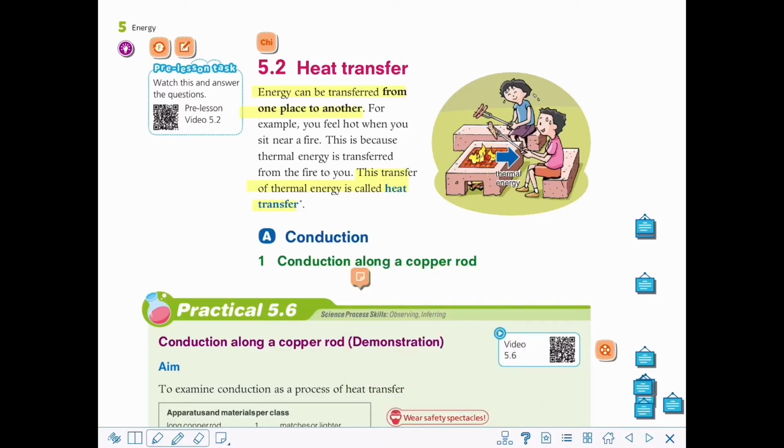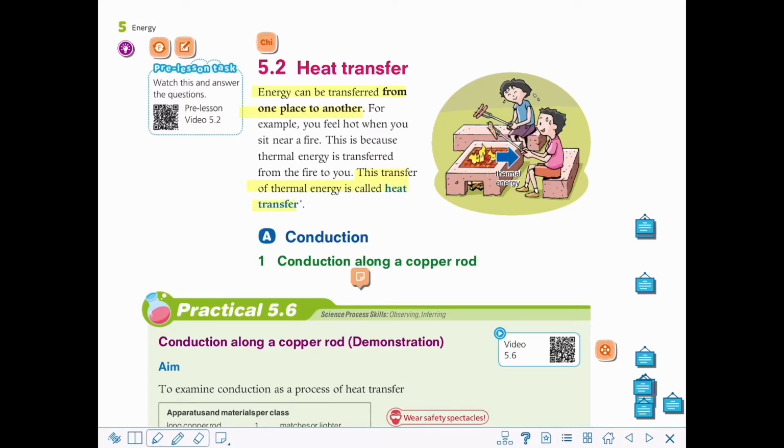First of all, let us have a look at the definition, that is the meaning of heat transfer. Energy can be transferred from one place to another. For example, you feel hot when you sit near a fire. This is because thermal energy is transferred from the fire to you. This transfer of thermal energy is called heat transfer. So, the definition of heat transfer is the transfer of thermal energy from one place to another.